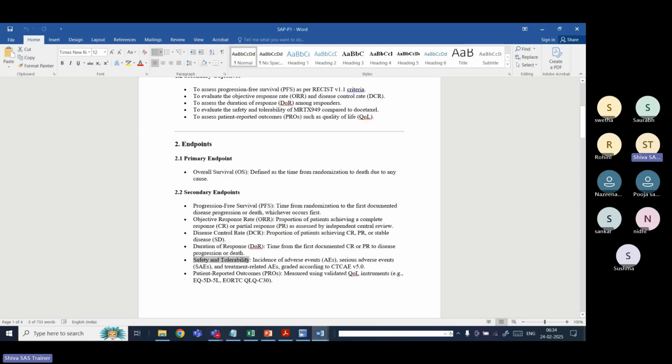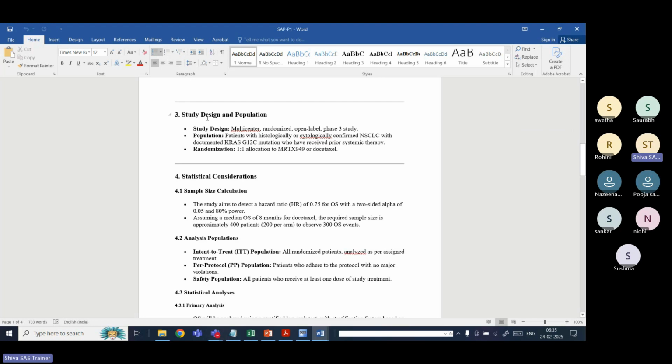Safety and tolerability covers adverse event data sets, serious adverse events, and treatment related events. They collect this information, do this analysis, and find out how safe the drug is, which comes under the secondary objective. So in this study the primary objective is overall survival, the secondary objectives are all these things, and patient reported outcomes like quality of life they will also check.